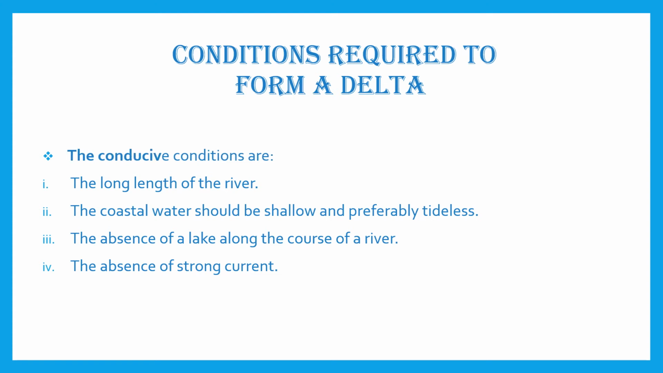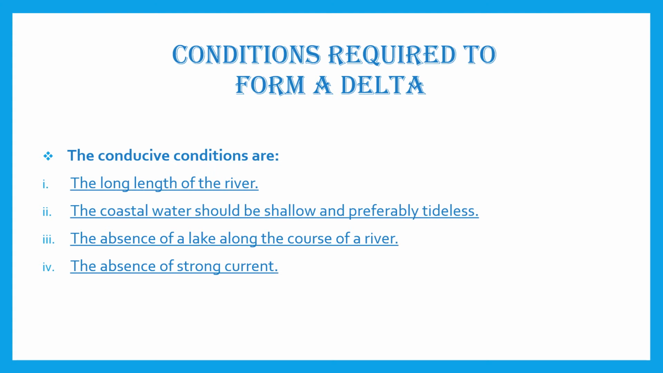Hence, the required conducive conditions for delta formation are, first, the long length of the river. The longer the length of the river, the more the bank and bed are exposed for vertical and lateral erosion. Greater erosion will contribute more sediments for delta formation. Second, the coastal water should be shallow and preferably tideless. In deep water, sediments are lost.